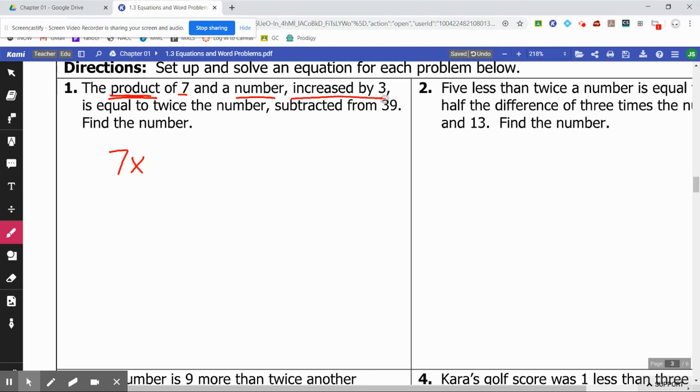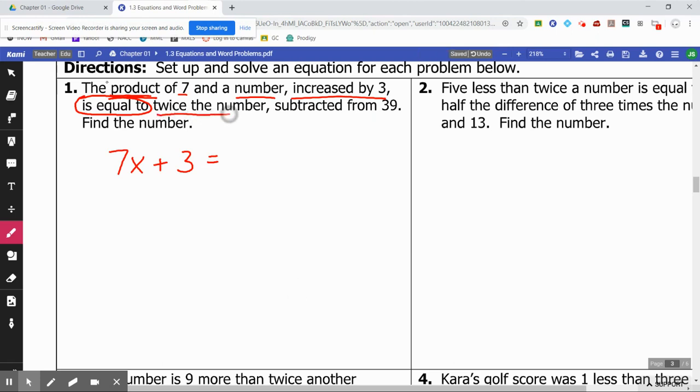And then that product is increased by 3. So to increase something by 3, we're going to add 3 more to it. And then it says is equal to. So you start noticing that what we're doing is the same way as translating any language. We're taking each word, and we're translating it into a new mathematical language. Anytime you see is equal to, that's an equal sign.